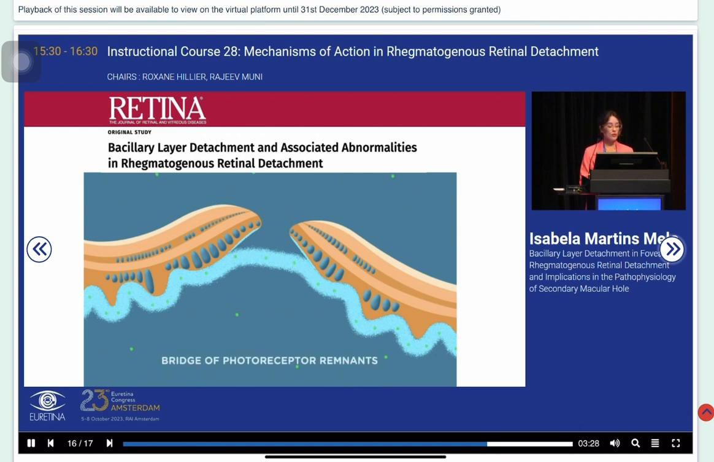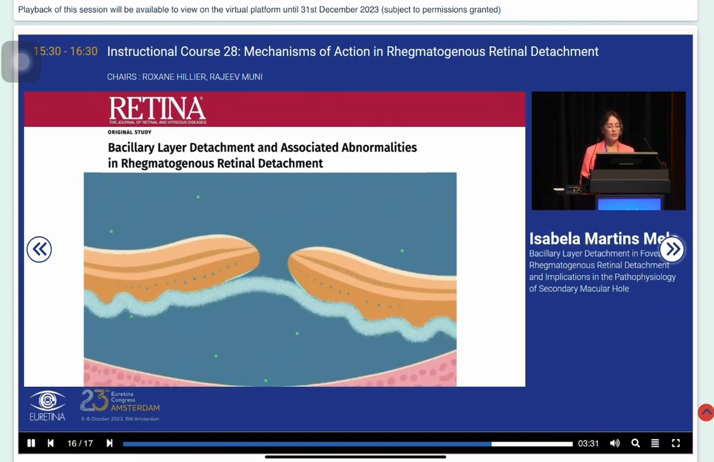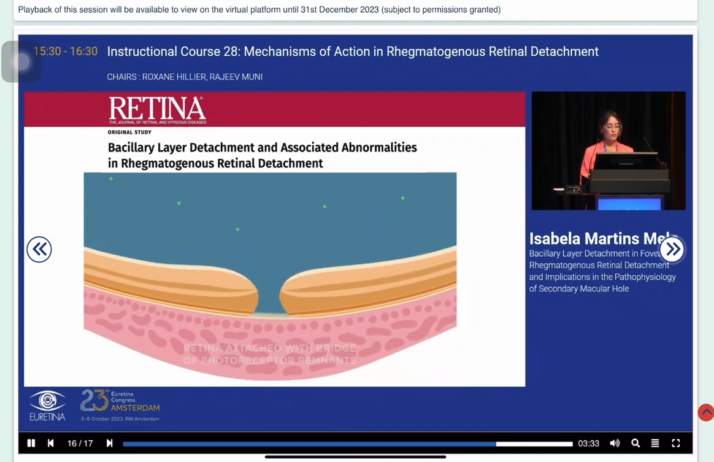And then once the retina is reattached, the remaining bridge of interphotoreceptor matrix and photoreceptor segments will then degenerate, leading to a full-thickness macular hole.